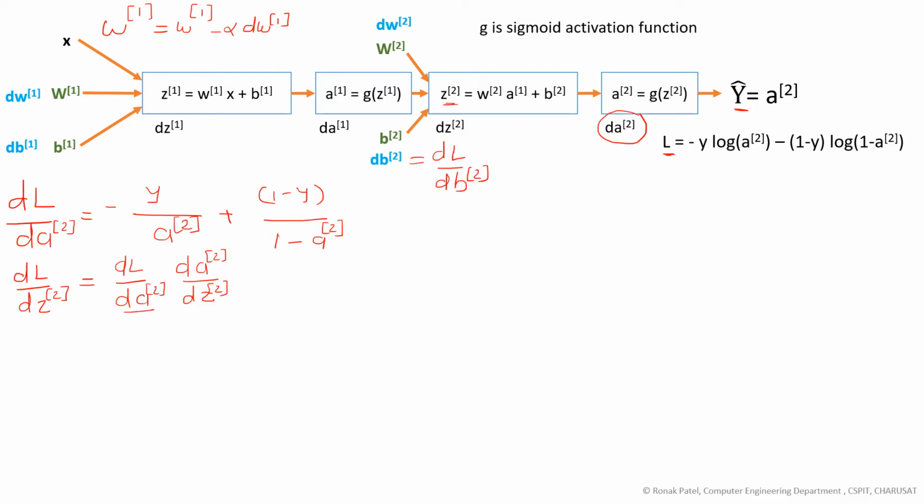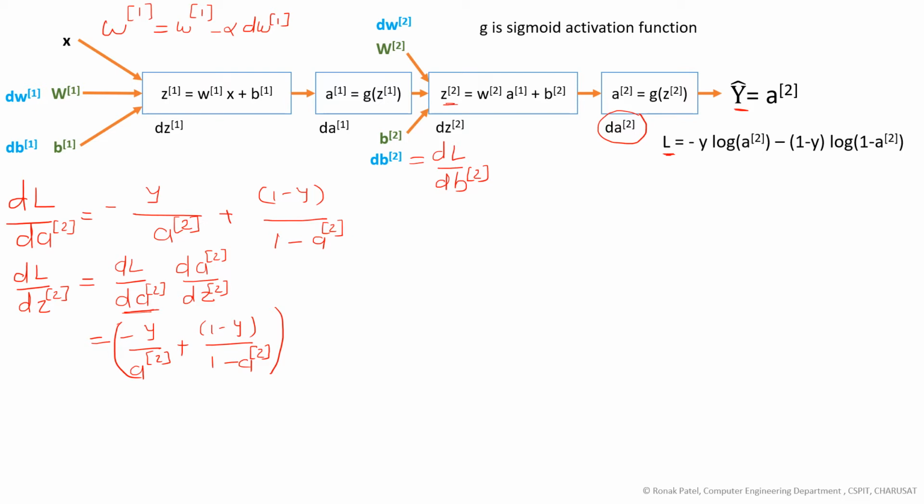Now we have calculated this thing, dL upon dA2, and that is minus y upon a2 plus 1 minus y upon 1 minus a2, right? So we have calculated dA2, and this is dA2 upon dz2.